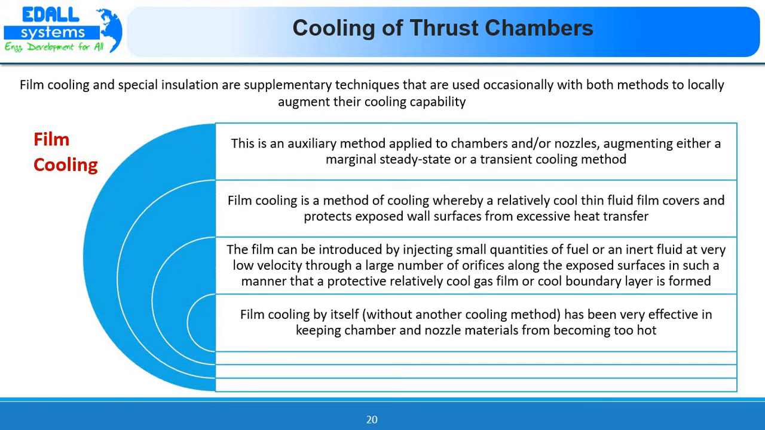This is an auxiliary method applied to chambers and nozzles, augmenting either a marginal steady state or a transient cooling method. Film cooling is a method of cooling whereby a relatively cool thin fluid film covers and protects exposed wall surfaces from excessive heat transfer. The film can be introduced by injecting small quantities of fuel or an inert fluid at very low velocities through a large number of orifices along the exposed surface in such a manner that a protective, relatively cool gas film or cool layer is formed. Film cooling by itself has been very effective in keeping chamber and nozzle materials from becoming too hot. So it is mostly like the regenerative cooling.